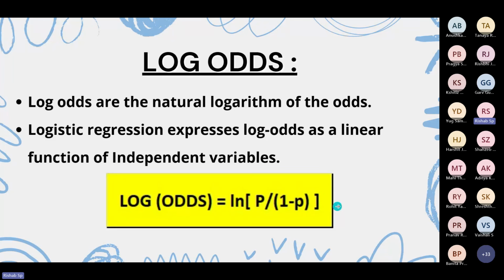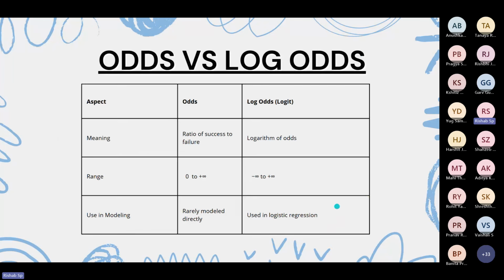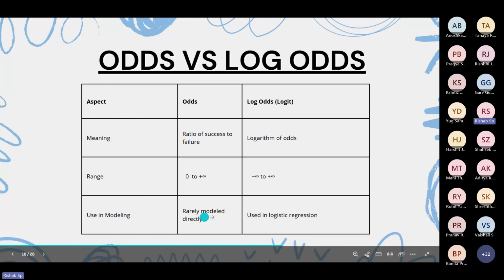Log odds. Simple. There's a comparison: the odds are the ratio of success to failure, with a range of 0 to positive infinity, and the log of odds ranges from minus infinity to plus infinity. It is rarely modeled directly. It is used in logistic regression, and rarely used as an individual one. So let's get into the calculation. These are basically simple ones.